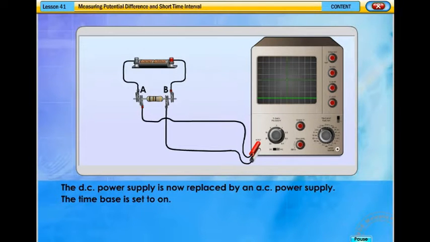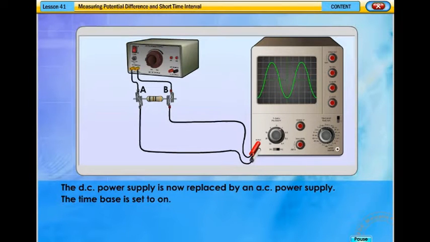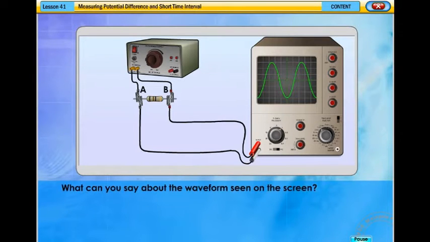The DC power supply is now replaced by an AC power supply. The time base is set to on. What can you say about the waveform seen on the screen? A sinusoidal waveform is seen.